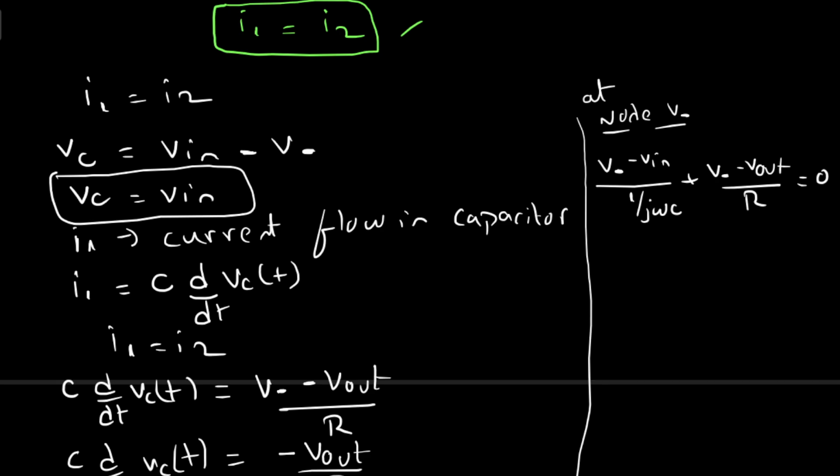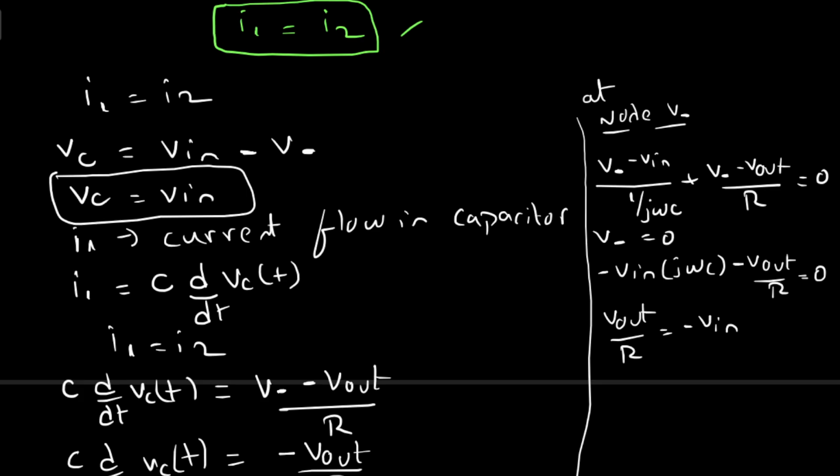So according to the virtual ground concept, V minus equals 0, you can write it as minus V in into j omega C minus V out by R equal to 0. Now what is V out by R? V out by R equals minus V in j omega C. So V out equals minus j omega RC V in.